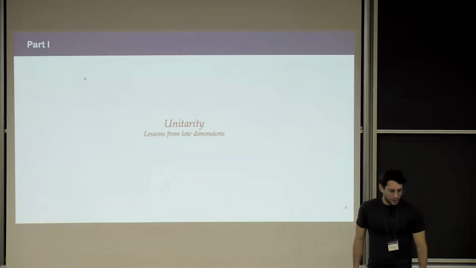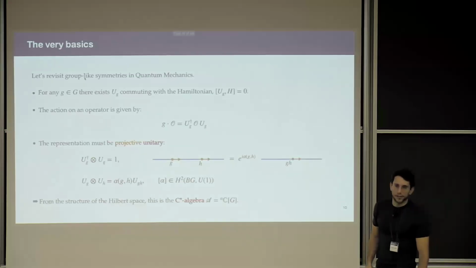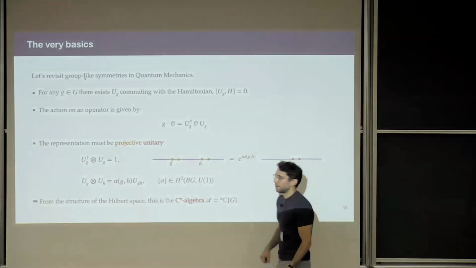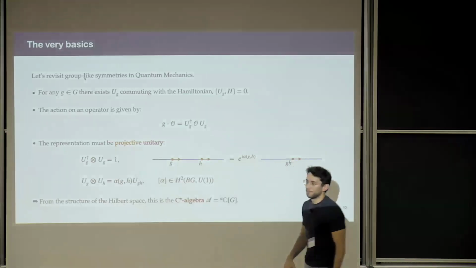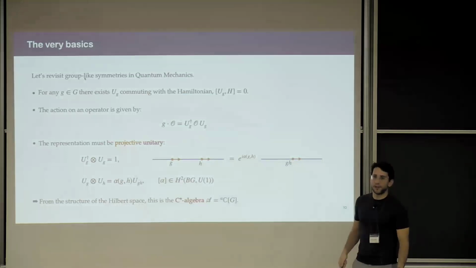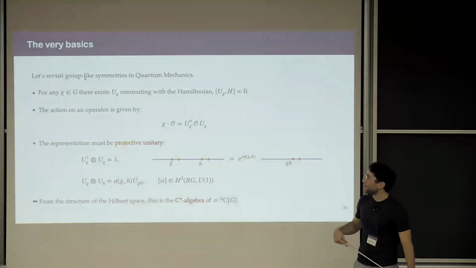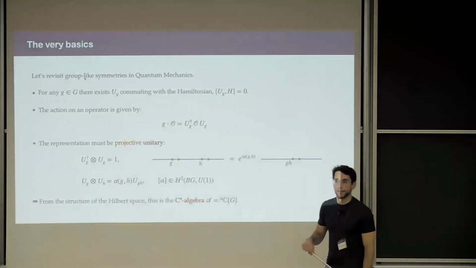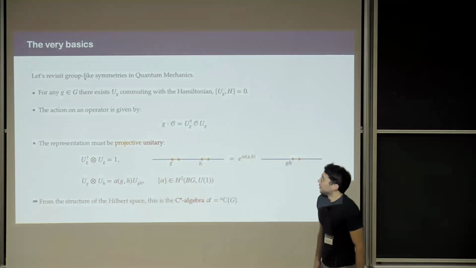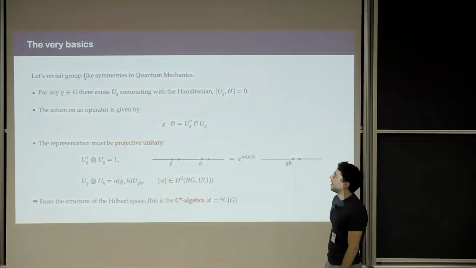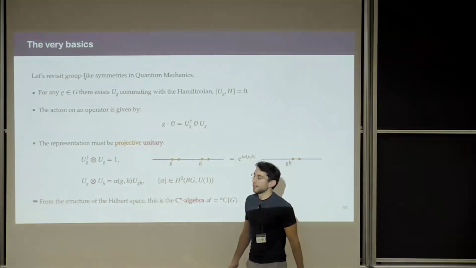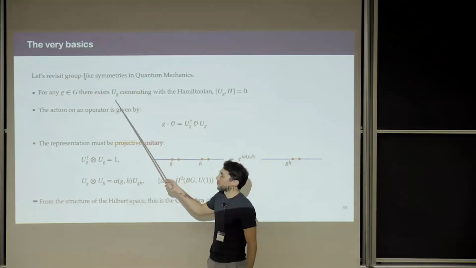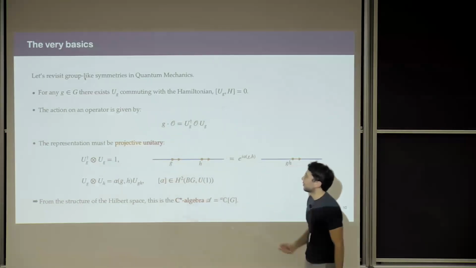So let's start to describe the notions of unitarity in some cases where we actually know what that means. Let's start from the easiest possible example, which is to try to describe group-like symmetry of a quantum mechanics system. What we learn in the undergrad is that the notion of a symmetry is given by having a bunch of operators which commute with the Hamiltonian.